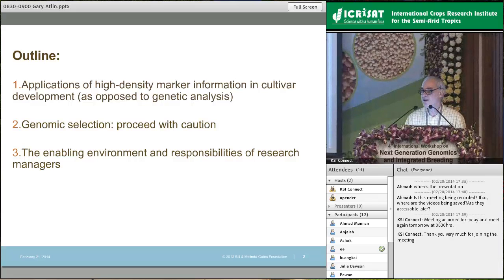I speak with two hats, one as a plant breeder, which I was for 30-odd years, and one as a person working for an organization that funds a lot of plant breeding. And it will be completely unclear which hat I'm wearing at which moment. I'm sorry.